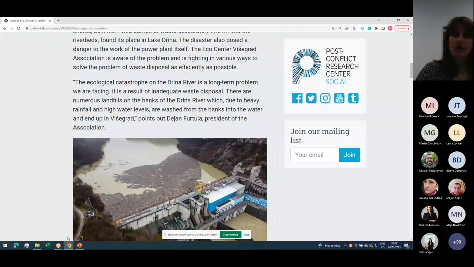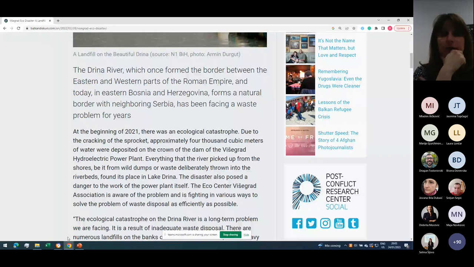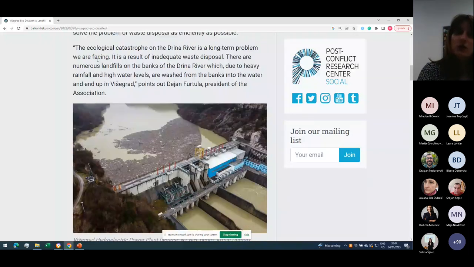So let's see first this article. It said, Visegrad eco disaster, a landfill on the beautiful Drina. Okay, so I think most of you recognize this dam. And it's a fact that this plastic waste has been accumulating there for decades. So definitely it's a huge and burning environmental problem. But let's see how they communicated this. So let's see this paragraph. The ecological catastrophe on the Drina River is a long-term problem we are facing.